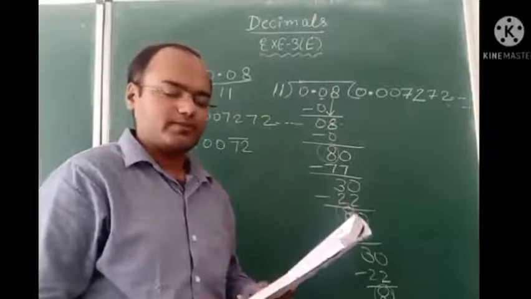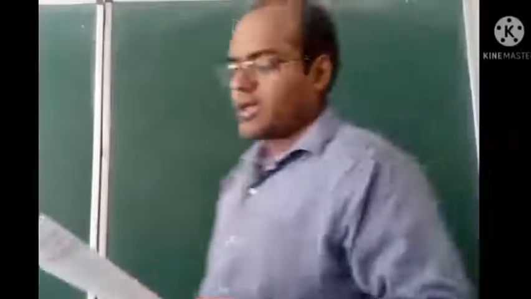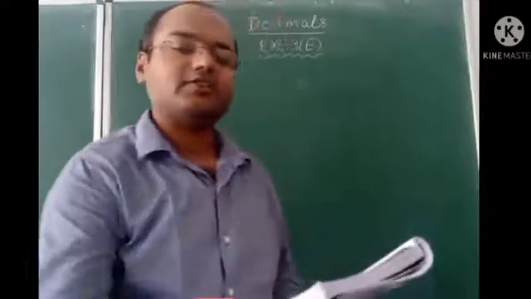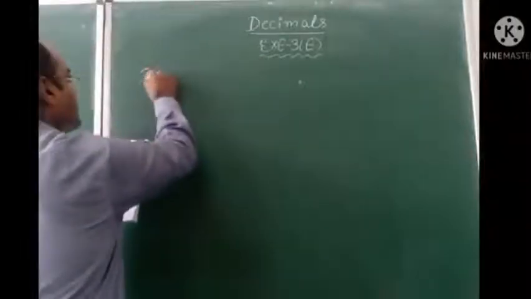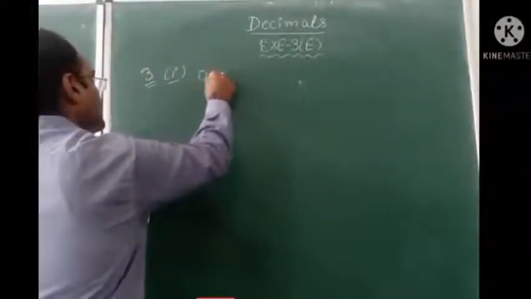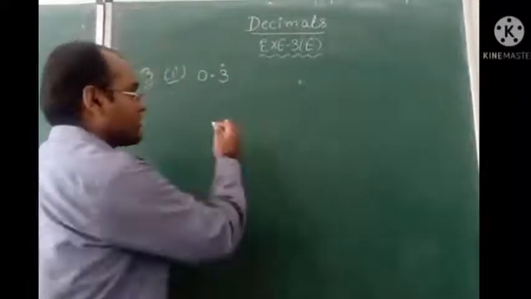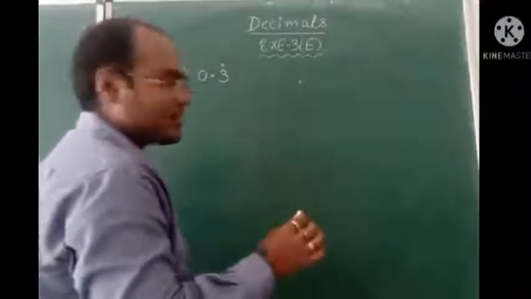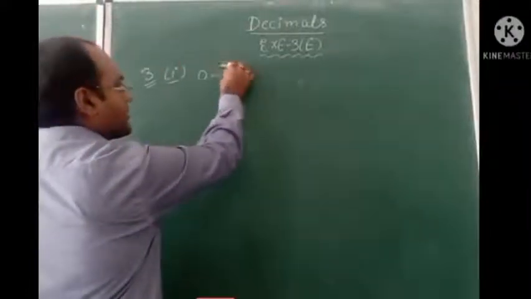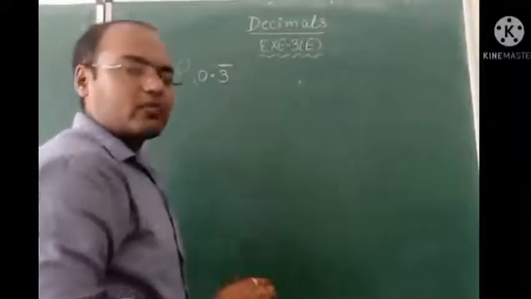Now see question number third. Express the following recurring decimal as fraction. So here in the question recurring decimals are given. Third question, part number first, 0.3, and on 3 dot is written. This dot means bar only. Sometimes dots are not visible in the book also, very light color dot is given. So it's better in place of dot you just put bar. So question is 0.3 bar. So this is a recurring decimal, we have to write as a fraction.